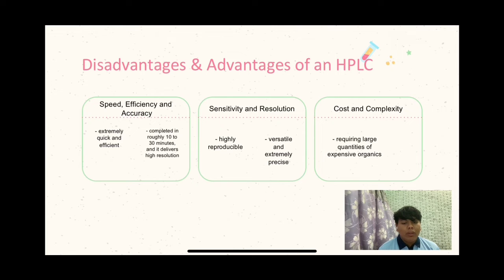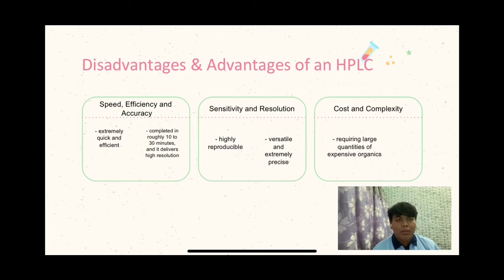Next, I will talk about the advantages and disadvantages of HPLC. The first one is efficiency and accuracy. Compared to other chromatography techniques such as TLC, HPLC is extremely quick and efficient. It uses a pump rather than gravity to force a liquid solvent through a solid adsorbent material, with different chemical compounds separating out as they move at different speeds. The process can be completed in roughly 10 to 30 minutes and it delivers high resolution. It is accurate and highly reproducible.